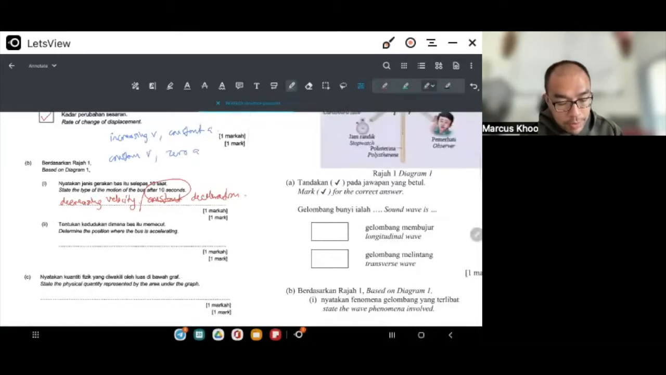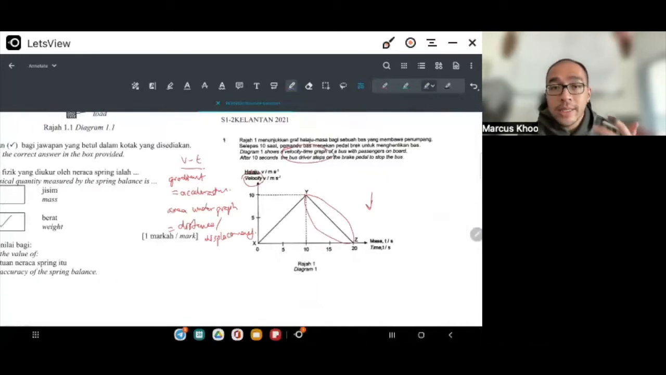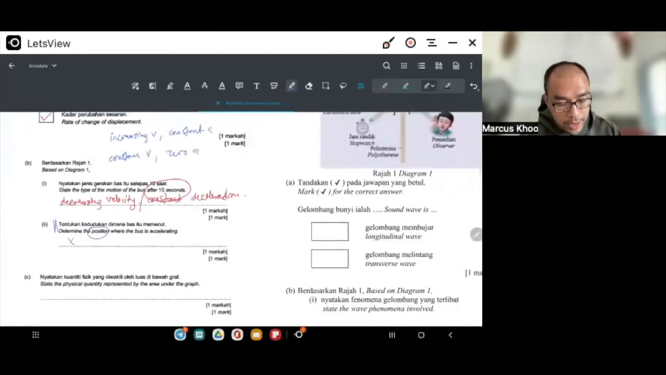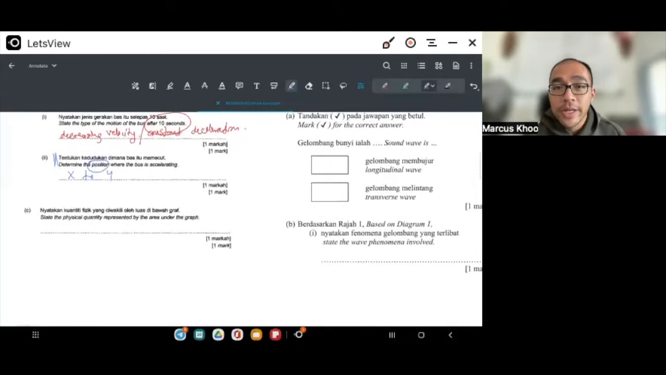Determine the position where the bus is accelerating. I guess the question is a little bit strange, but we obviously know that acceleration happens when velocity is increasing. So this section is where the velocity is increasing. I would say from X to Y. I know it says position, it's a bit funny. It shouldn't say the word position, but I can't really think of a better word for this. But we say X to Y.